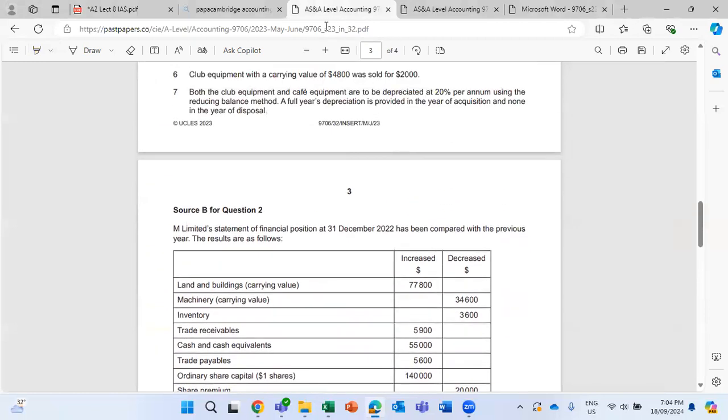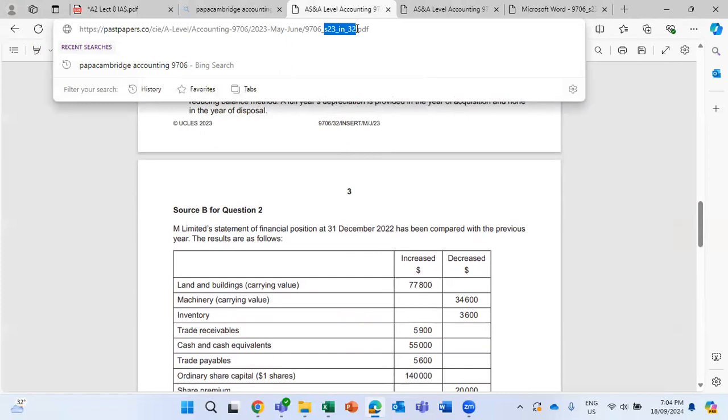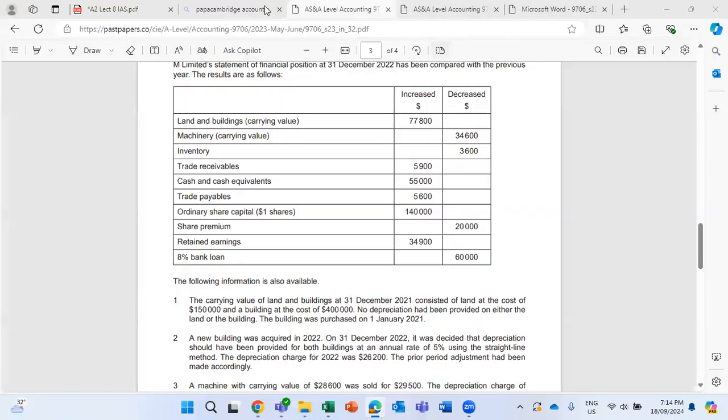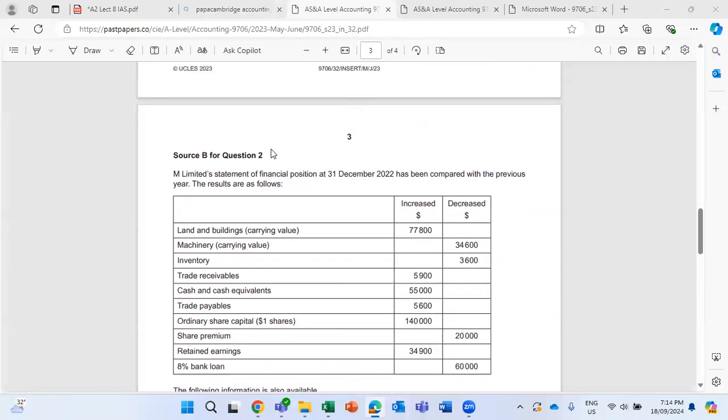Okay, I'm looking at May 23, paper 32. So this is the insert file. May 23, paper 32, question number 2. So this is from May 2023, paper 32, question number 2. As mentioned earlier, IAS usually appears as part of a question and not as a full question. Thank God for that. Okay.